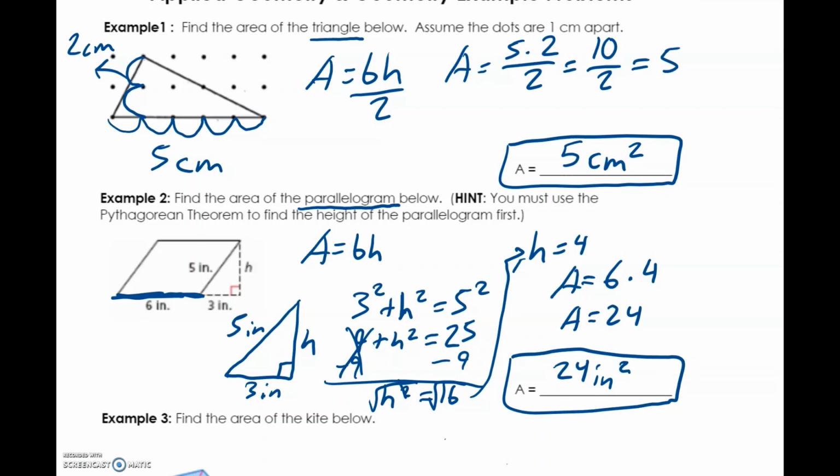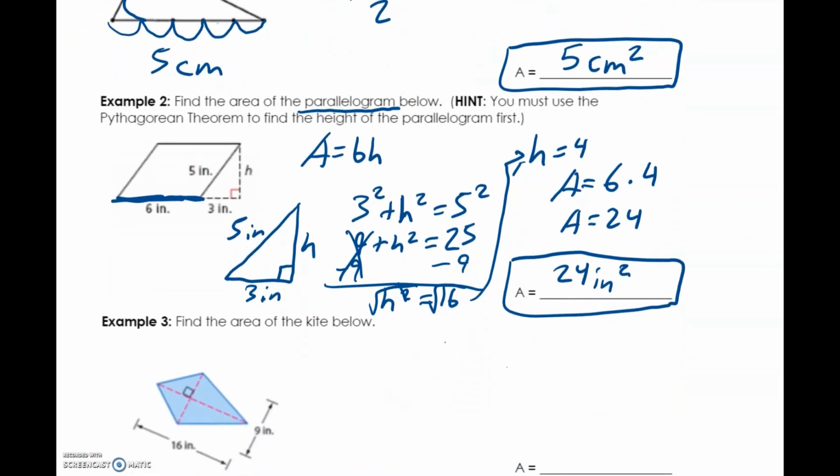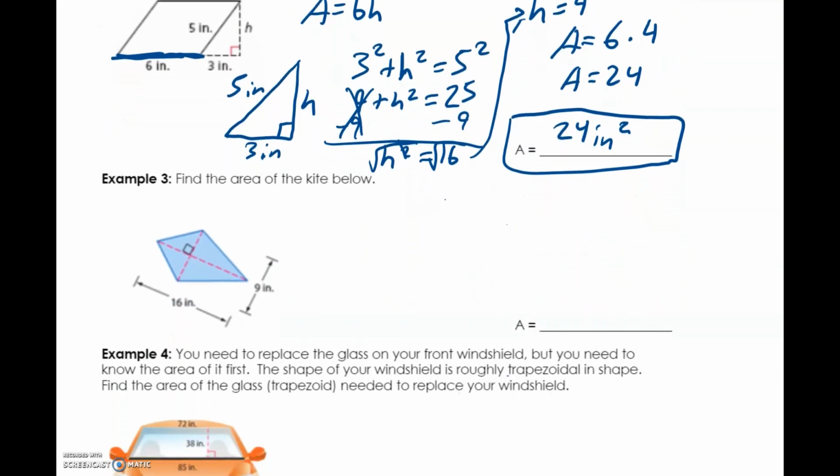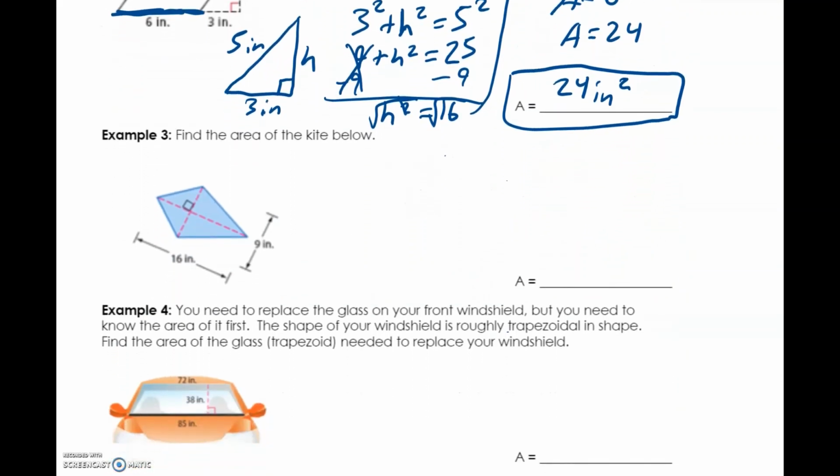Okay, so I got 2 examples done. We'll keep moving. I'll try to speed this up a little bit to make sure we get through all the examples in easy time here. Okay, next one, as it's here, find the area of the kite. So this is where it might be more new information. You might not have found the area of a kite before.